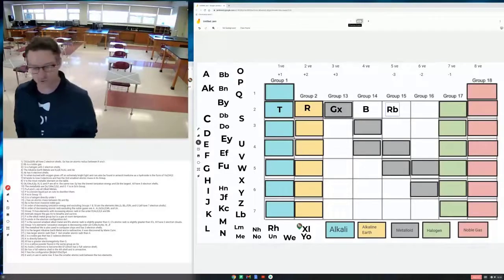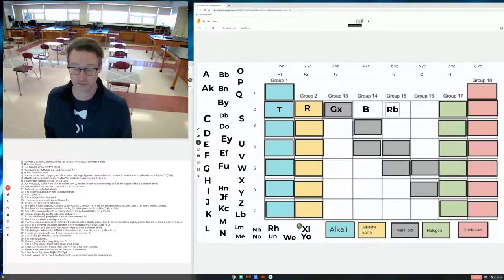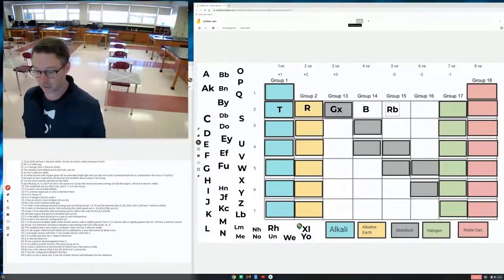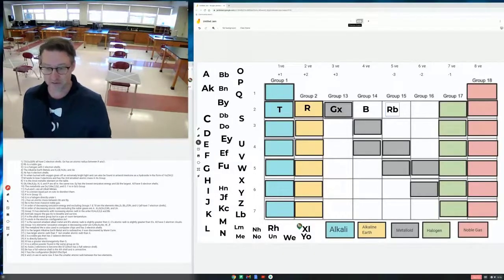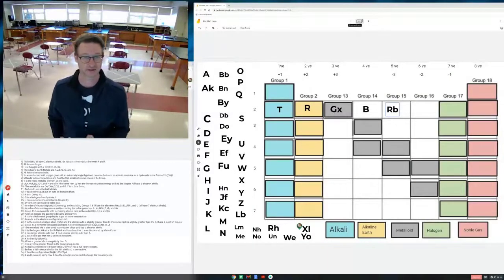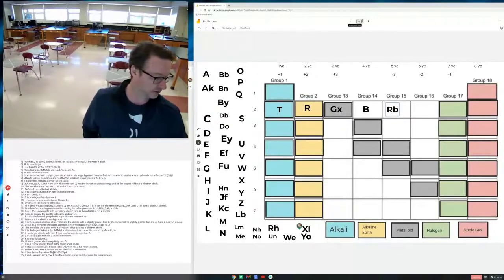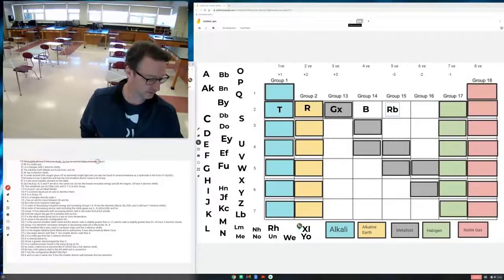GX has a radius between R and I. Okay, I don't have I on here yet, but I have R and I have GX. So for right now, I'm going to leave that as is because all I know is it goes in between 2 other elements and I don't know where the other element is yet. So I'm not going to make any other changes, but those are all in the correct row based on this first clue here.